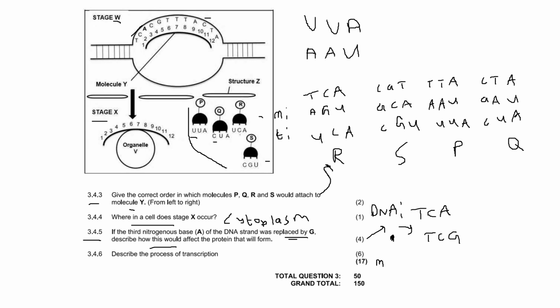So the mRNA, let's just show how the mRNA would also be affected. This will affect our mRNA. So the normal mRNA that we formed before of TCA was AGU. Our normal mRNA was AGU, but the new mRNA that we're going to form now will be A.